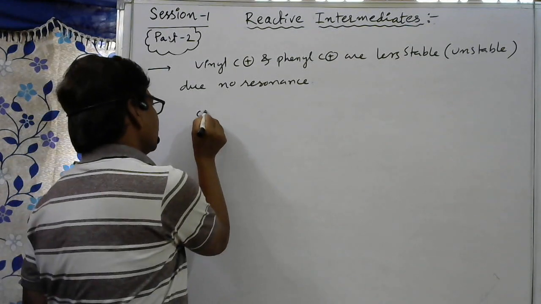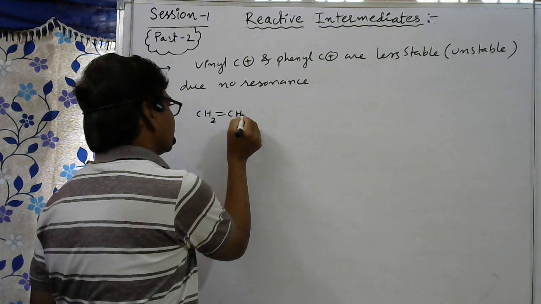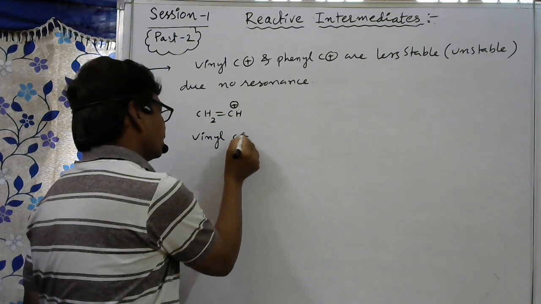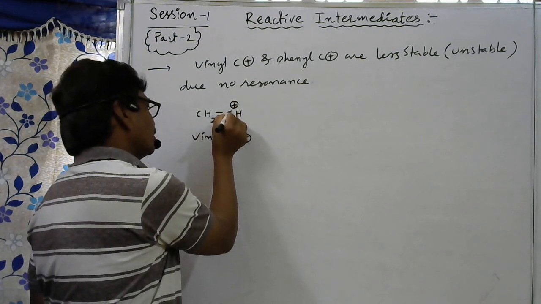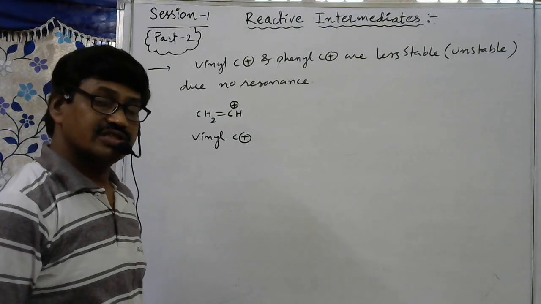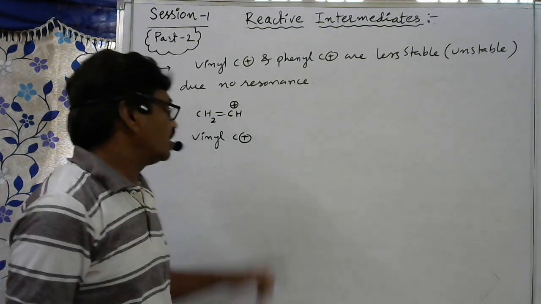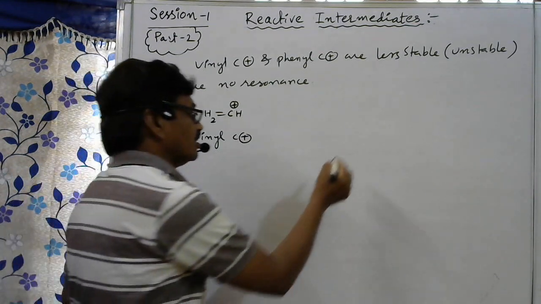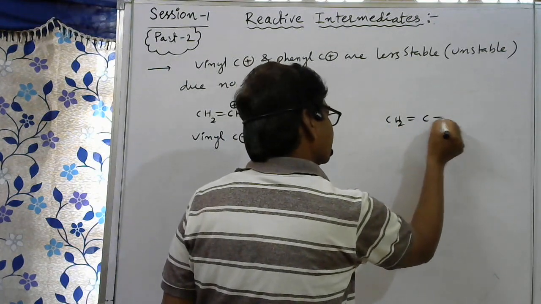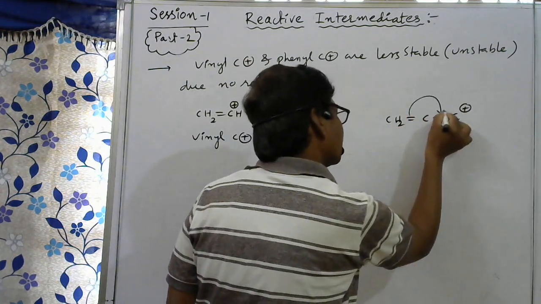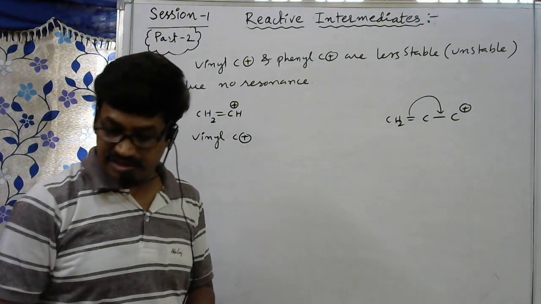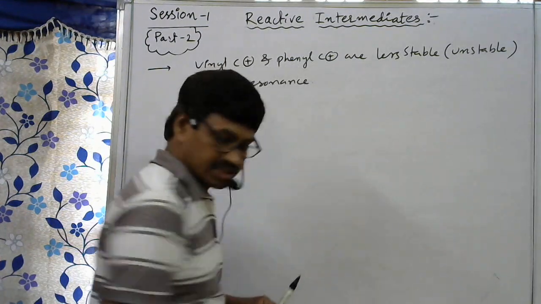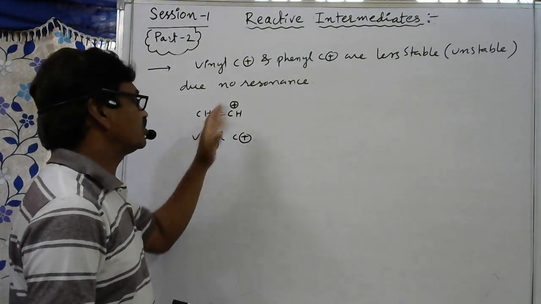See here, CH2 double bond CH, on this carbon there is a positive charge. This is vinyl carbocation. So the double bonded carbon itself carries the positive charge, so there is no resonance. Resonance must be in a conjugated system. The positive charge must be after one single bond, meaning CH2 double bond, then a single bond. Here if the positive charge is there, then the double bond will come here. That is resonance. For resonance, one condition is always conjugation. A conjugated system must be there, but here there is no conjugation, so there is no resonance.